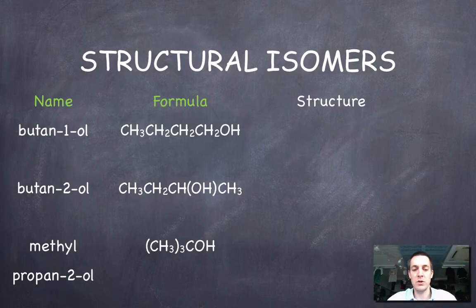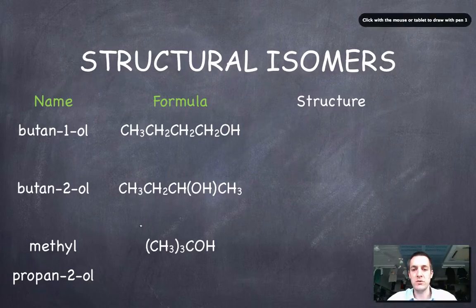If we look at a slightly more complicated example, so that's here methyl 2-propanol or methylpropan-2-ol, what this means is that we've got propan-2-ol, so 3 carbons is prop.